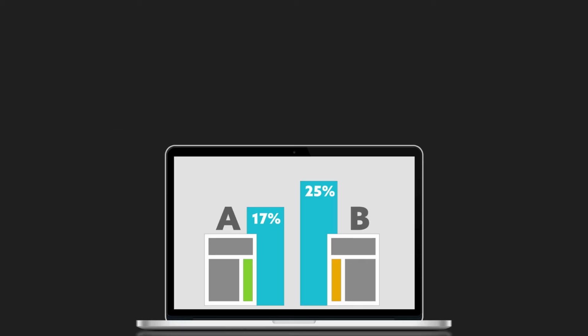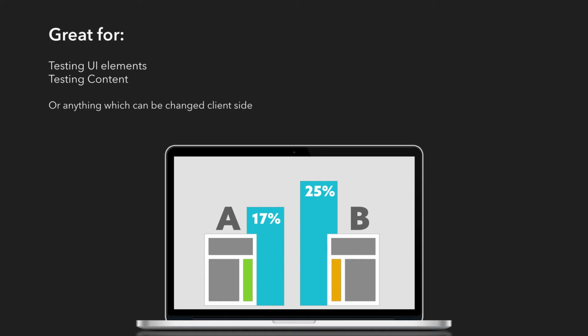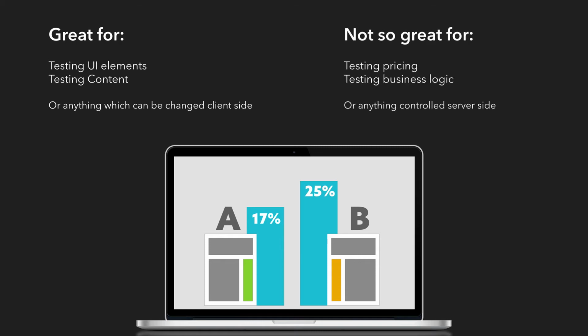So optimization tools for websites and app SDKs have been available for a number of years now. These tools allow us to determine the best variation through collecting conversion events and determining which variation has the highest conversion rate. And this is great for testing anything which can be manipulated within the browser, like UI elements and content. But it's not so good for testing anything which is controlled server-side, like pricing and business logic. So where do we go from here?